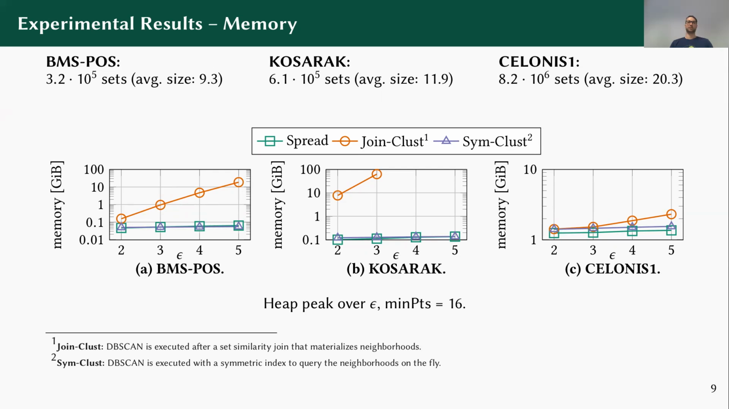Instead, Spread shows a memory footprint that is as low as the one from SimClust, and it does not increase with epsilon because only a single look-ahead neighborhood is materialized at a time, like in SimClust. Consequently, our experiment suggests that Spread combines the best of the 2 worlds. It is as fast as JoinClust and as memory efficient as dbScan.